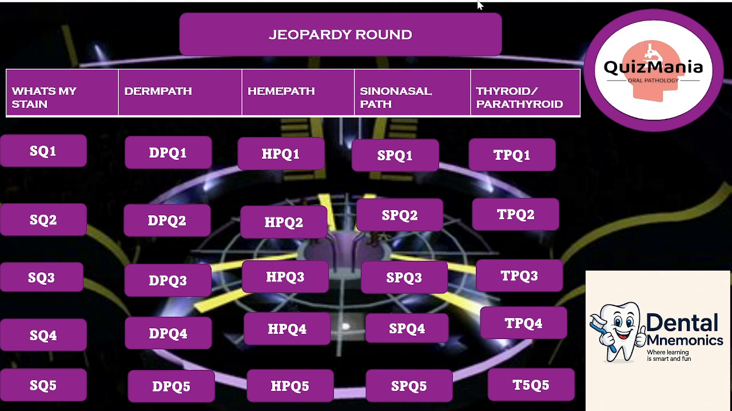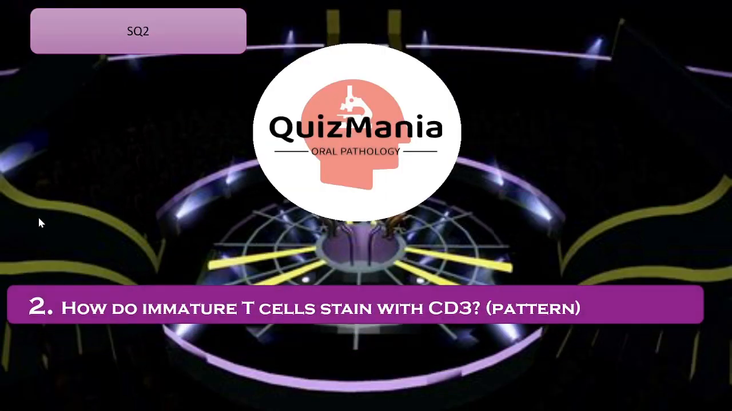So let's go to the second group. The second question from What's My Stain is: how do immature T cells stain with CD3? I want you to name the pattern. Is it cytoplasmic or is it membranous? Question once again: how do immature T cells stain with CD3?